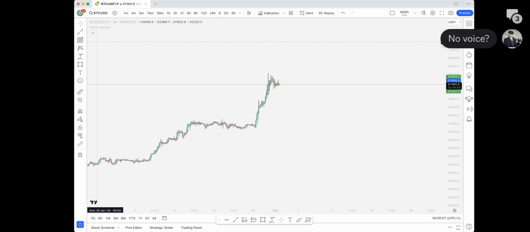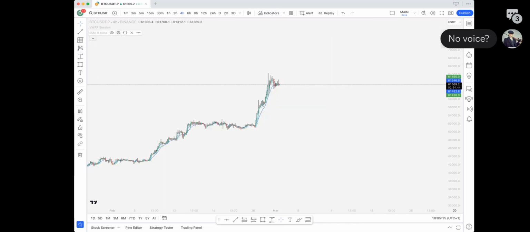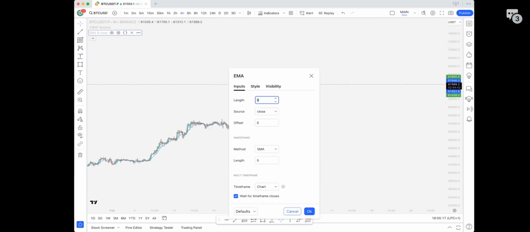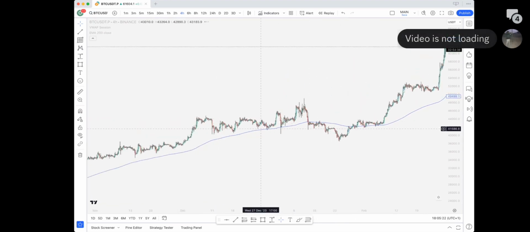So next thing about VWAP is VWAP has anchor points. Okay, so different from an EMA, which is continuous. So I'll do the 200 for example. This just keeps going.